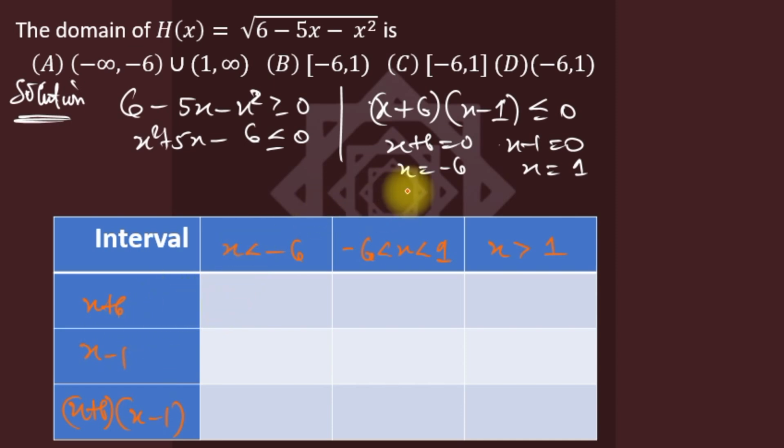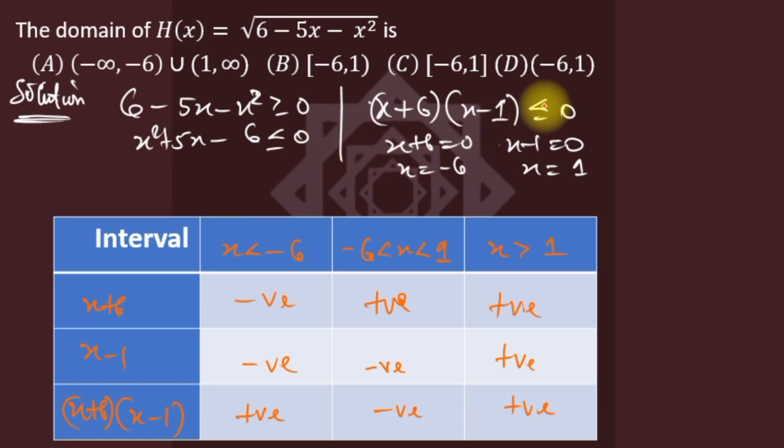Let's test numbers less than minus 6. If I put minus 7, I have negative times negative, which is positive. For numbers between minus 6 and 1, let's check 0: positive times negative is negative. For numbers greater than 1, like 2, positive times positive is positive.